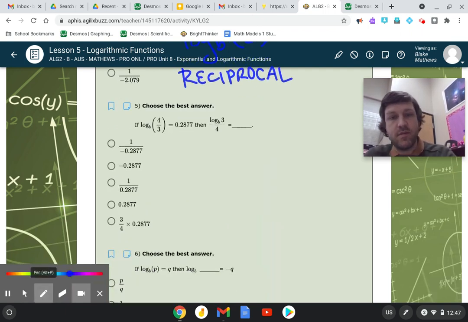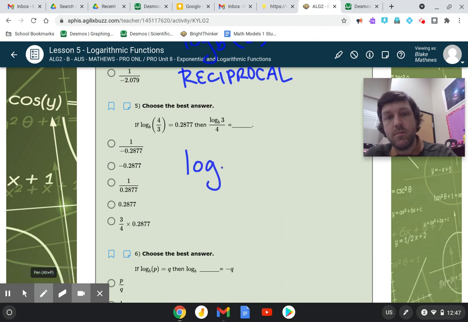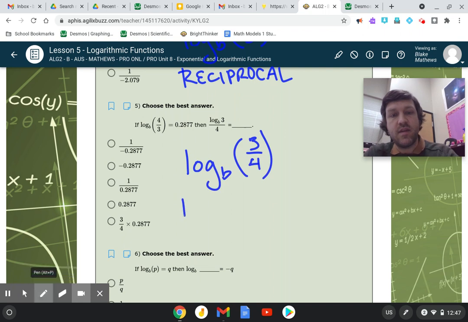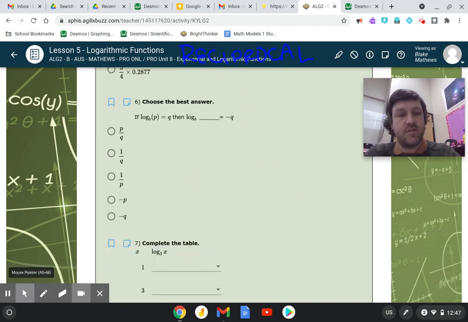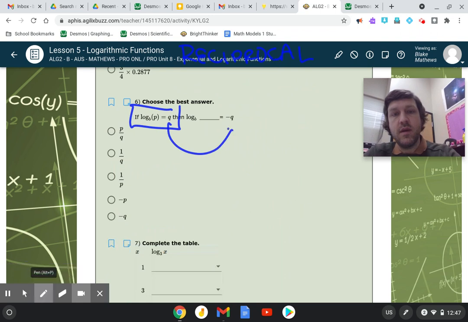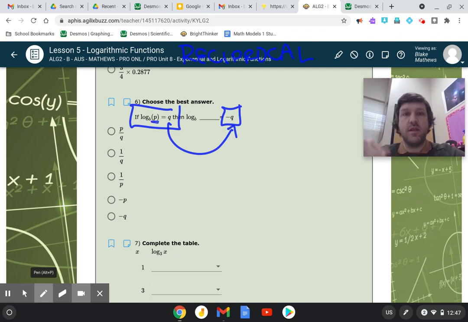Again, this is a typo. This should read log b of 3 over 4. Again, it's a reciprocal. So then you're looking for the negative answer. And then here it does it in a generic sense. If the logarithm of p is q, and then I get the negative q as my answer, what should go in the space for the number where p is there? Well, it's going to be the reciprocal of p.